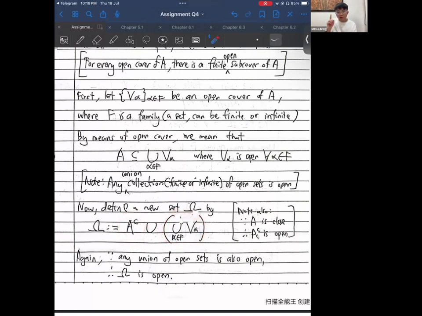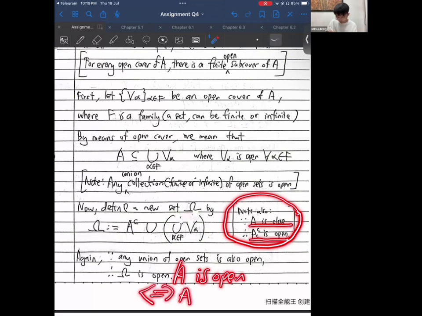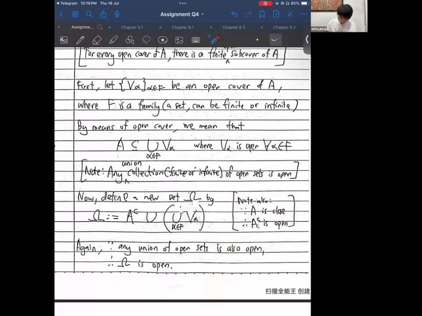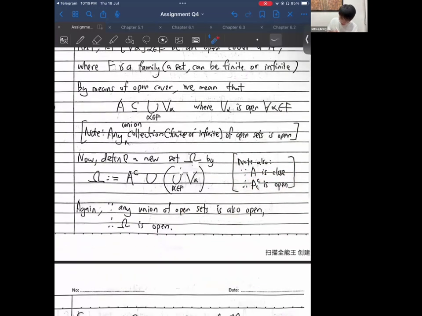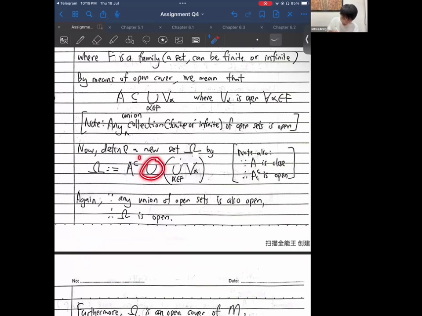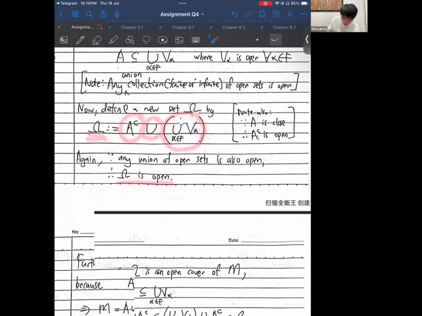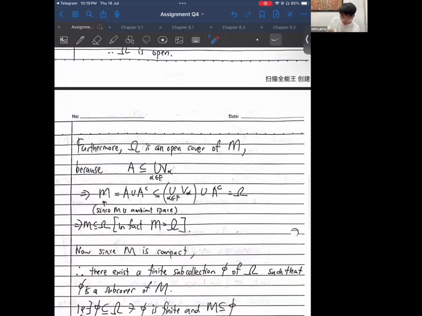Now we take note of a very important thing: A is closed if and only if its complement is open. This is true for all sets, and it is a two-way statement. So this is a union again, a union of open sets and an open set, so this one also is open. Furthermore, this is also an open cover of M.